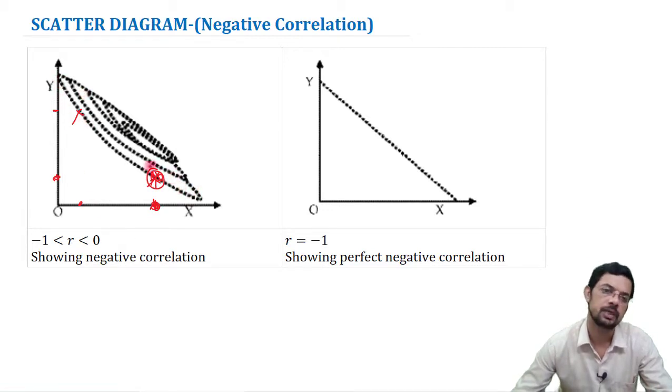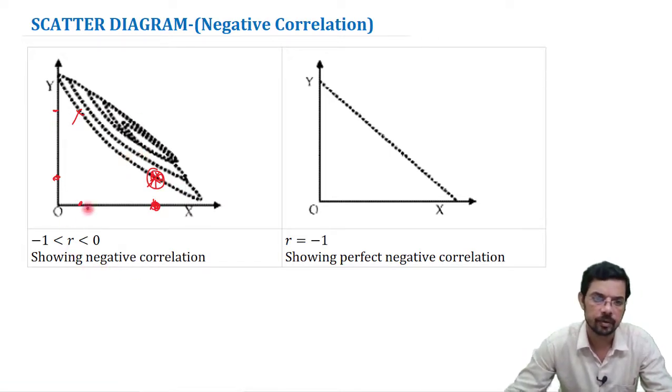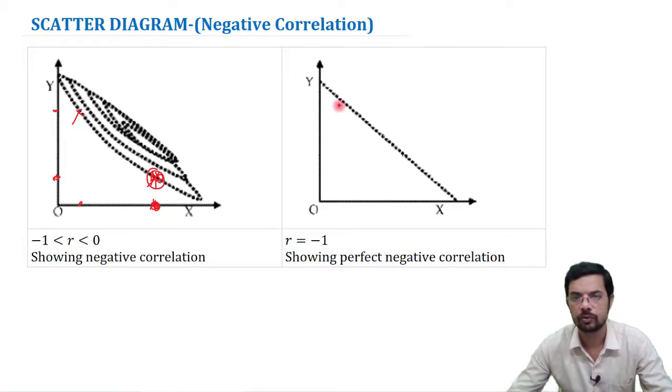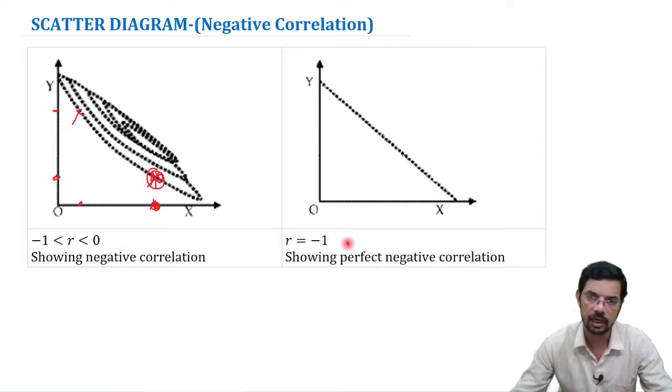So we say that the correlation coefficient r lies between -1 and 0. It is negative, but lies between -1 and 0, not -1, not 0. Same way, if all the points follow a straight line, we can have a perfect negative correlation.